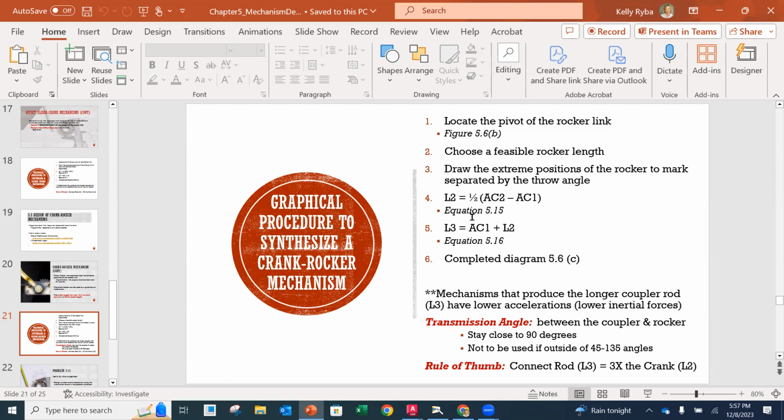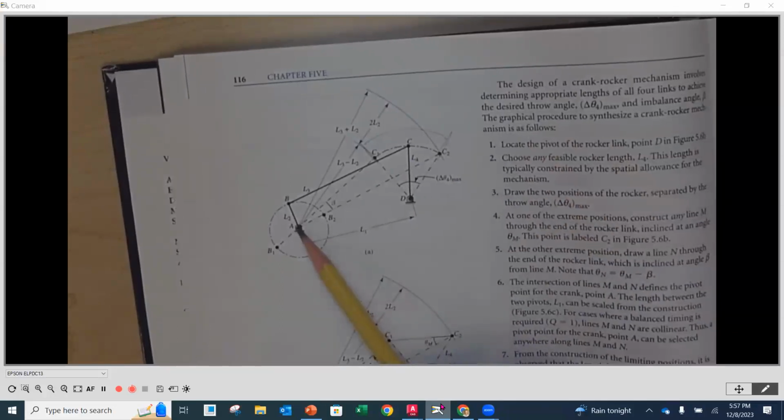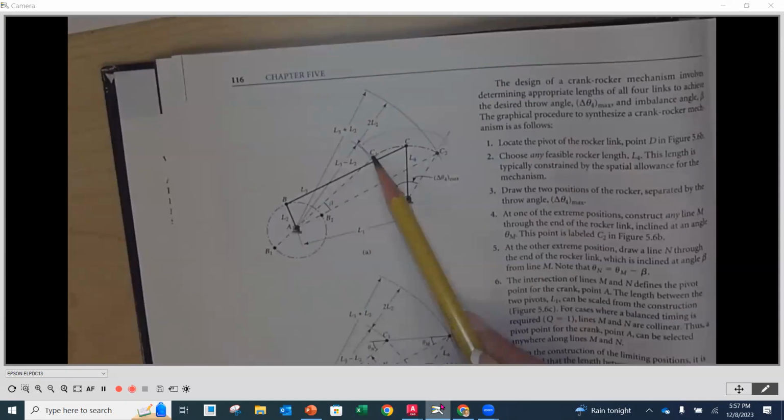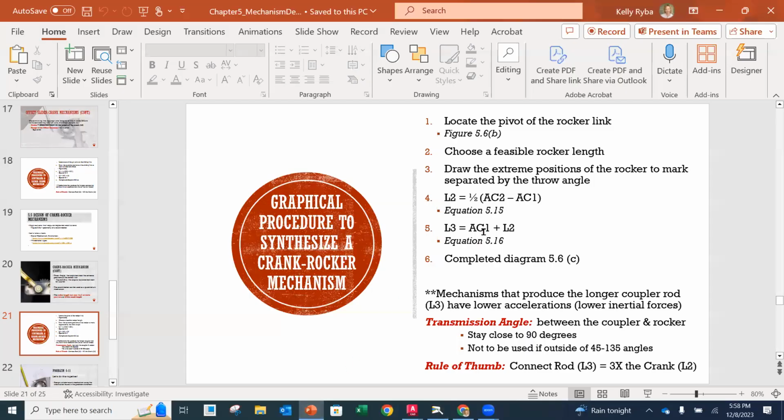And then your L2 is going to be 1/2 of AC2 minus AC1. Those are going to come from this illustration right here. So here's our point A. This is going to be AC1 and this is going to be AC2. L3 then, once we get L2, is going to be AC1 plus L2. So it's the same equation that we saw for the offset slider crank. And then you just go through the process and complete the diagram.